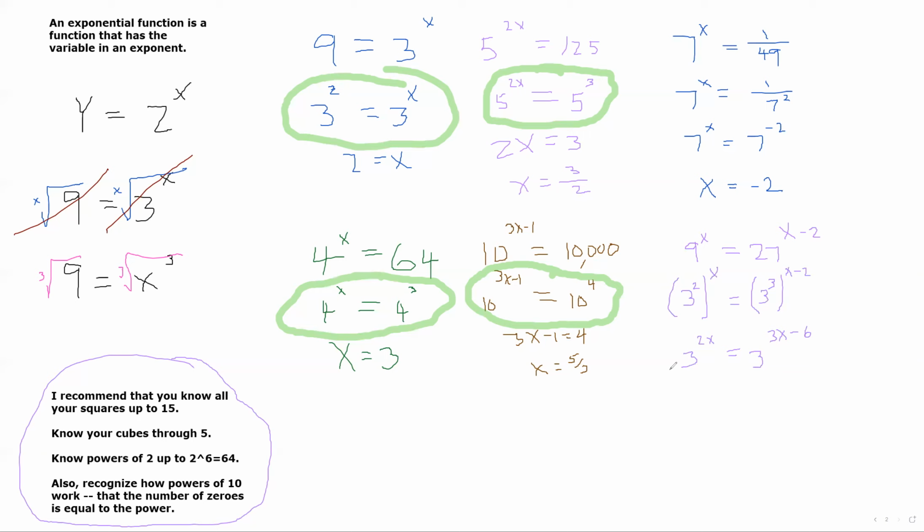Oh, now we can say that our bases match. And now this is just like all the other questions. So now we can say that 2x equals 3x minus 6. And consequently, we'll add 6 to both sides. We'll subtract 2x from both sides. We get x equals 6. All right. One more example like that.